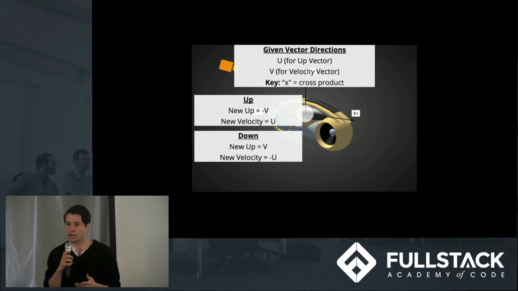So when you turn left and right, your up isn't going to change. And so that's easy enough. However, we have no information from our prior up or velocity vectors to give us anything in our direction of going left or right. So what do we do?